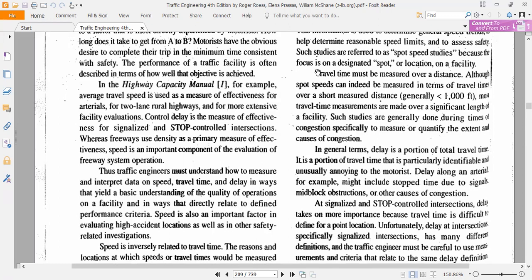Now you can also say that you can use the spot speed data because speed is equal to distance divided by time. If you have the spot speed and the distance from KTH to Peshawar Sadar, you can easily find the time, which is the travel time. V is equal to S by T, that formula from FSc, if you remember. But they are saying that you will have to find travel time and conduct this travel time study over a significant length of facility.